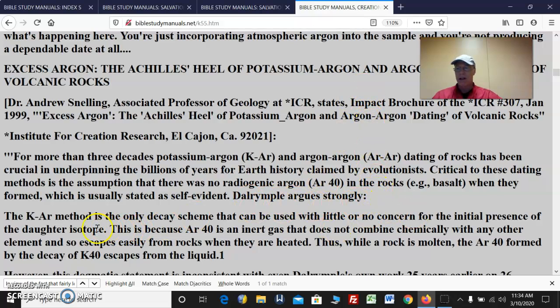Dalrymple argues strongly that the potassium-argon method is the only decay scheme that can be used with little or no concern for the initial presence of the daughter isotope. Vote for me for president. This is because argon-40 is an inert gas that does not combine chemically with any other element and so escapes easily from rocks when they are heated. Thus, while a rock is molten, the argon-40 formed by the decay of K-40 escapes from the liquid.